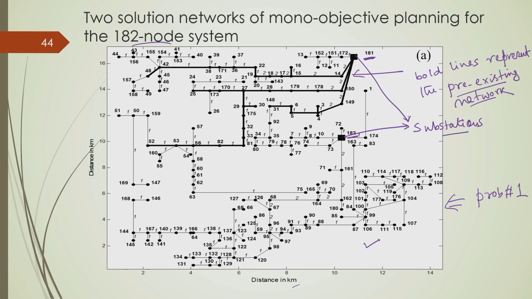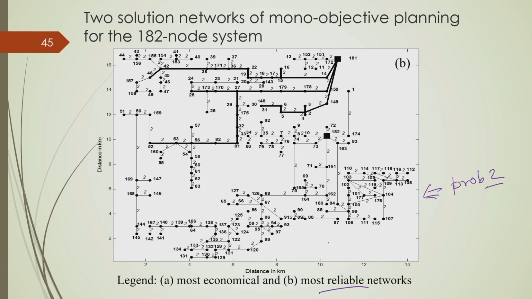Previously it is a kind of shortest path network, whereas you can see this is not. And also the conductor sizes are different.